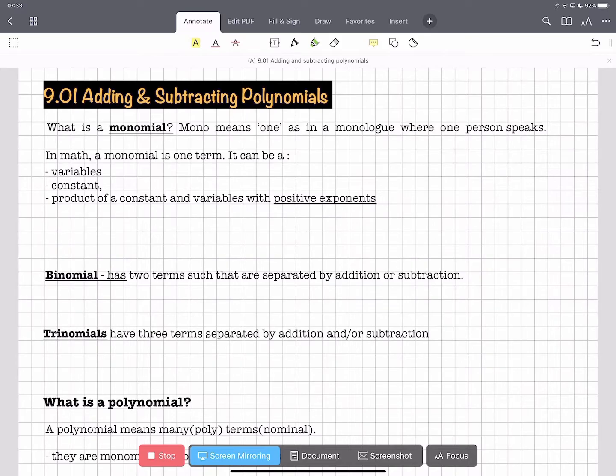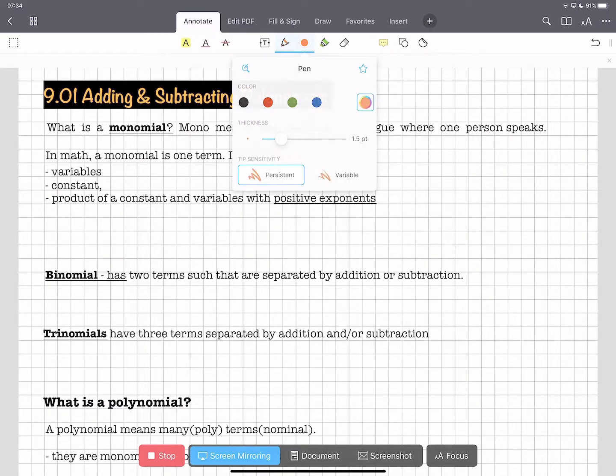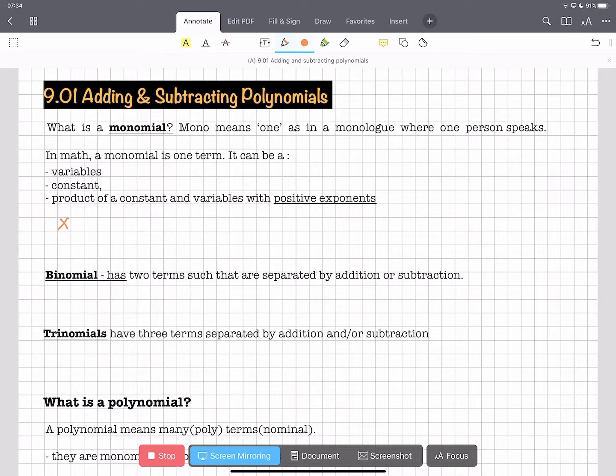And we know that the word mono means one, such as if someone has a monologue in a play, there's just one person speaking. If someone wears a monocle, they have one eyeglass. For math, monomial just means one term. So these terms could be variables, such as x. It could be a constant, such as 21.